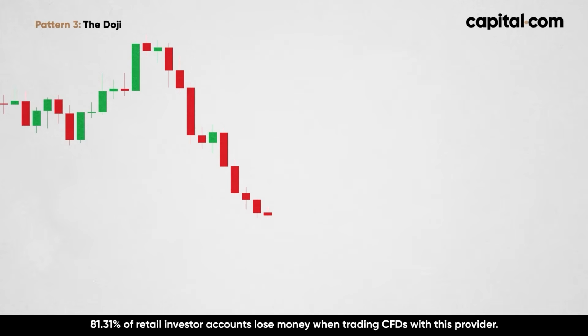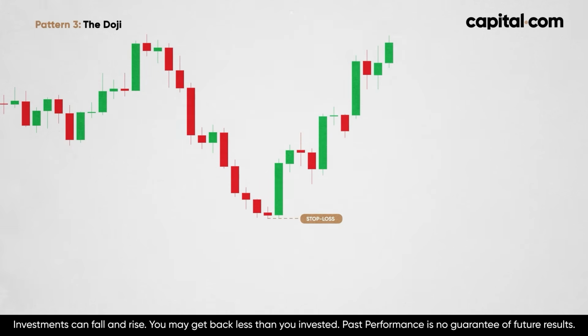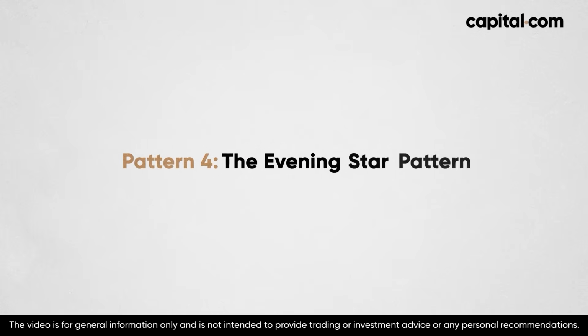A common trade setup for the doji pattern is to enter when a large-bodied candle forms after it, as it acts as a confirmation that the trend is changing, with the stop loss placed just below the low of the doji candle.